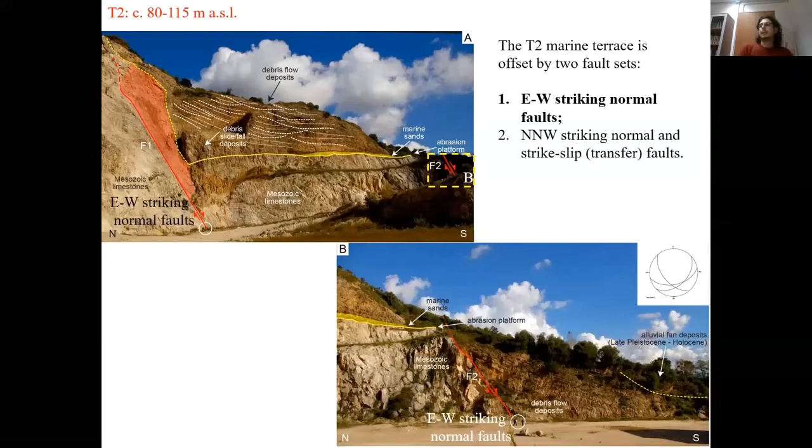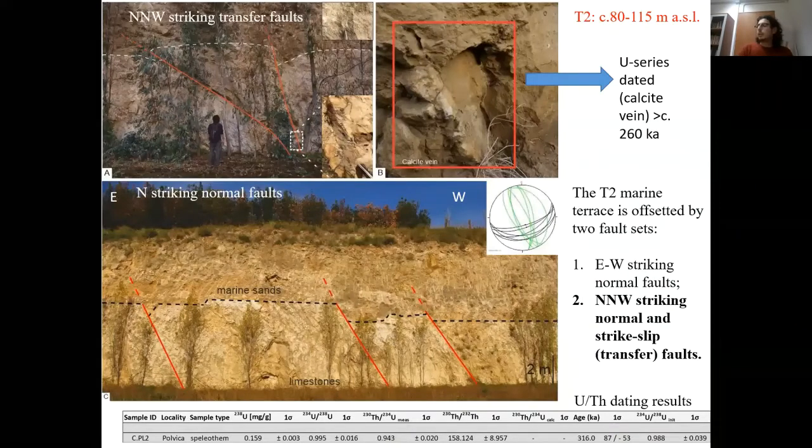T2 is displaced by two sets of faults: one with east-west striking normal faults, and a second set with north-northwest normal and strike-slip faults. In order to date this terrace, a calcite vein contained in the marine sands was dated with U-series methods. So we know that the sands, and this terrace, are at least older than 260 kilo years.